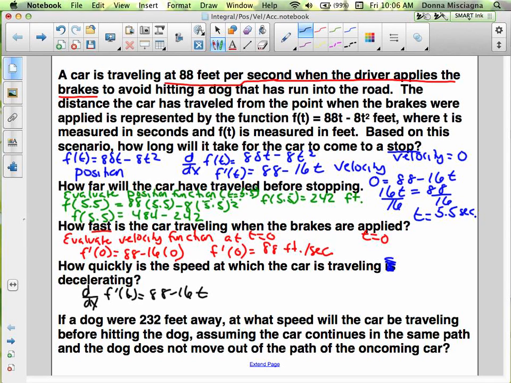Take the derivative of a constant, that's 0. So the only thing that's going to be left is the negative 16 using our power rule. So f double prime of t is going to be negative 16. This f double prime here is our acceleration.